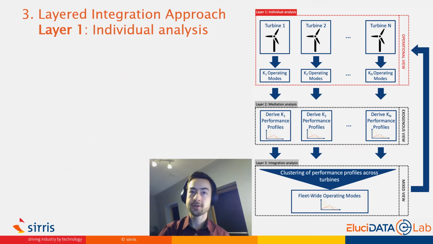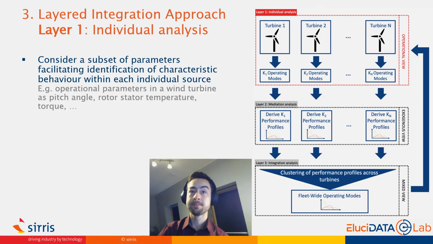So let us start with the first layer. This layer we call the individual analysis layer. Here we consider only a subset of parameters, and this subset should facilitate the identification of the characteristic behavior within each individual source. In our wind turbine use case, this can be the operational parameters like the pitch angle, the rotor stator temperature, and the torque.